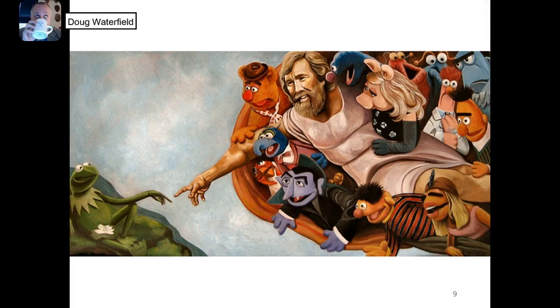This image is probably one of the most parodied in all of the history of art. This one, of course, is Jim Henson, the creator of the Muppets and all of his creations. And then, of course, he's giving the spark of life to his most famous creation, Kermit the Frog, here in the role of Adam.